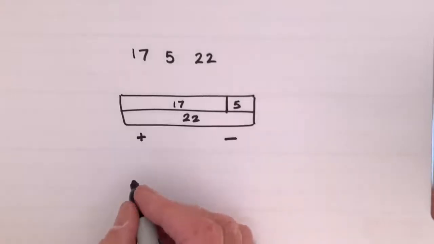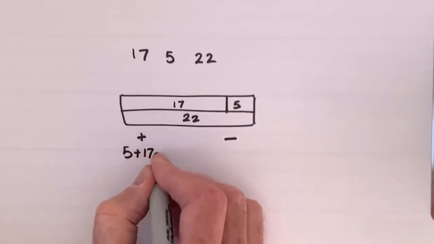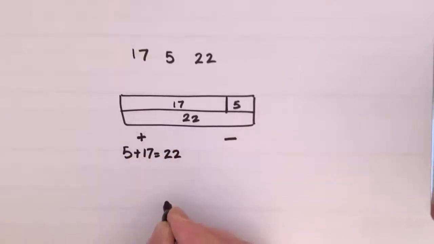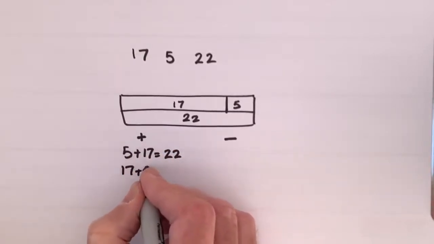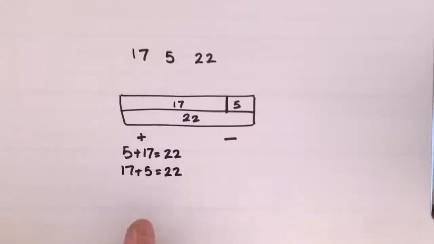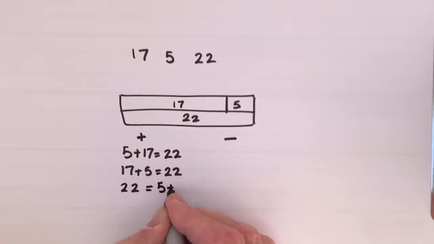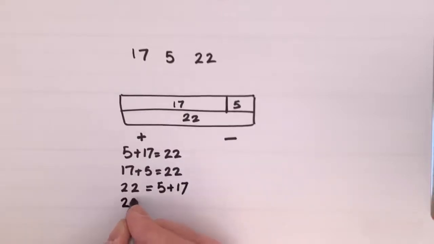So addition, I can have 5 plus 17 is equal to 22, and 17 plus 5 is equal to 22. The ones that the children might not be so sure about is reversing this. They often think that the answer has to come after the equals, but of course equals means both sides of the equation have the same value. So I can write 22 is equal to 5 plus 17, and 22 is equal to 17 plus 5.